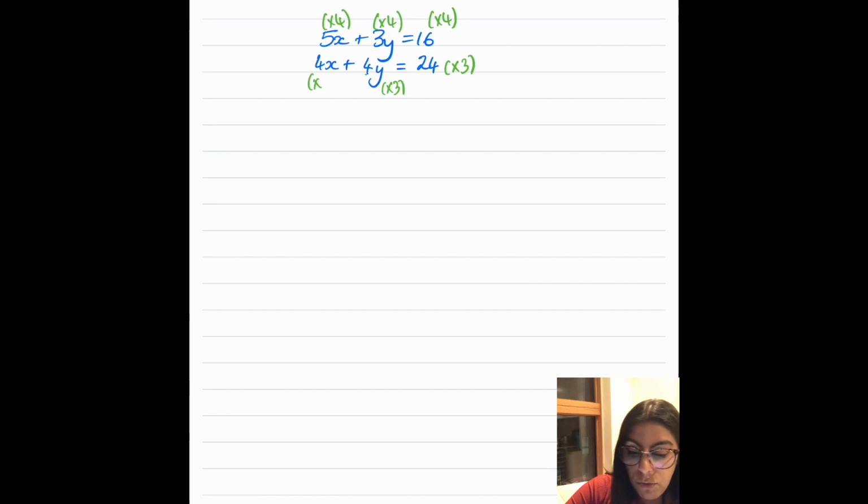I'm going to write down those working outs just so that I can see what's going on. My new sets of equations that I've got, I will just write them in blue so that they stand out a little bit more. So I'm going to be left with 20x plus 12y equals 64. And then I'm going to be left with 12x plus 12y equals 72.